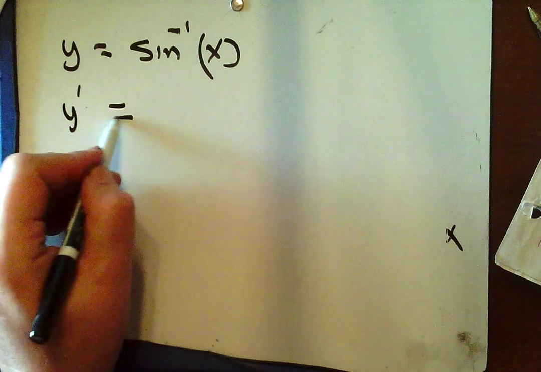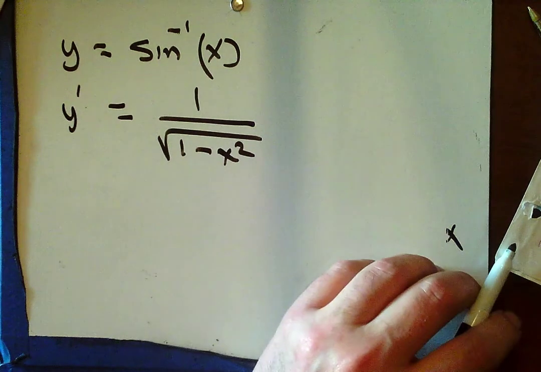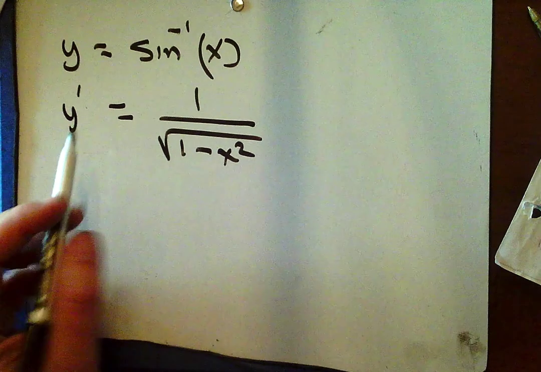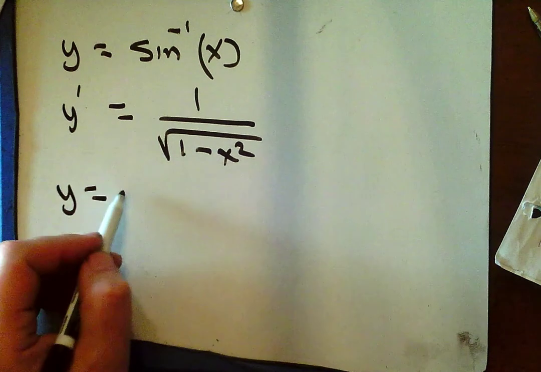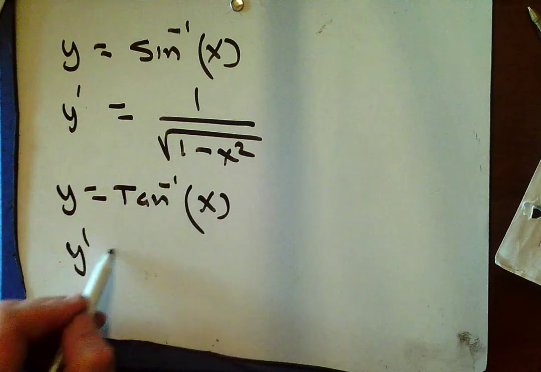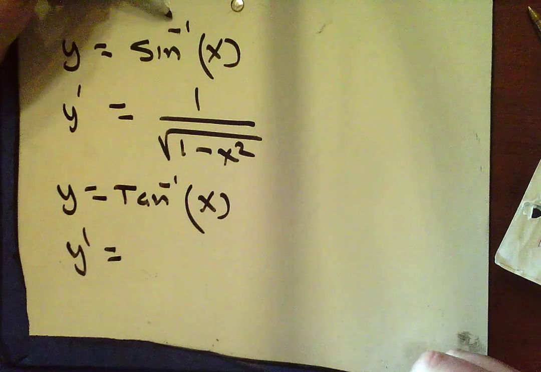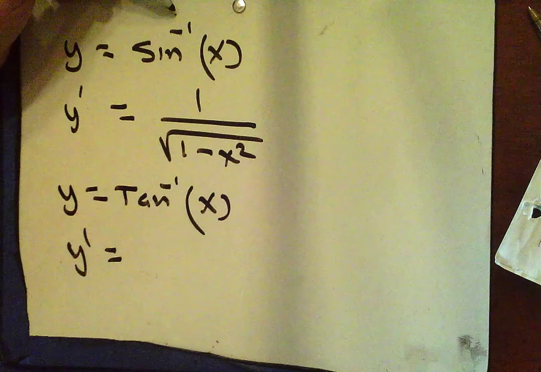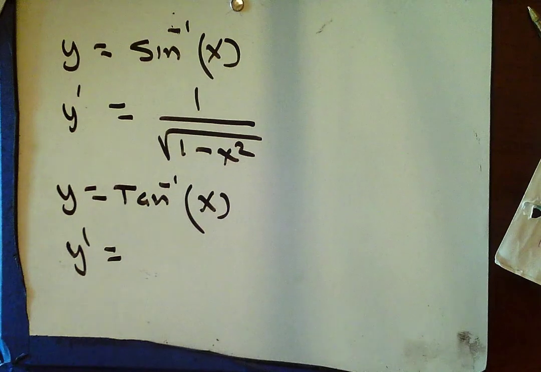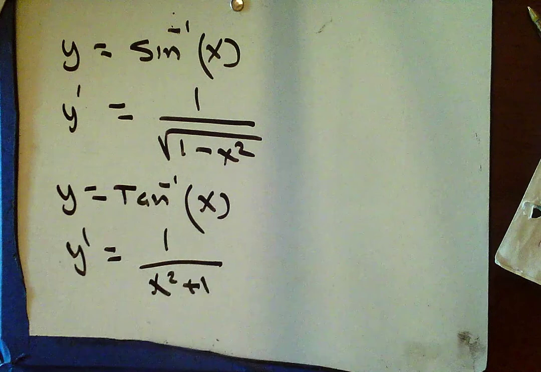Good. Y prime is 1 over square root of 1 minus x squared. Yeah, I know. You haven't remembered them. That's why we're going over them now. How about y equals tangent inverse of x? What would y prime be here? Put your head in that place, right? This is not raised to the negative 1 power. This is inverse sine, so no chain rule here. Okay, so what about this one? Inverse tan? 1 over x squared plus 1.